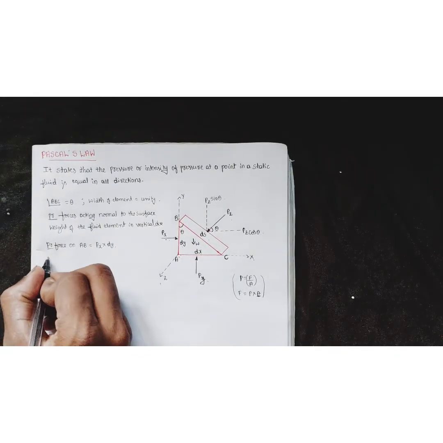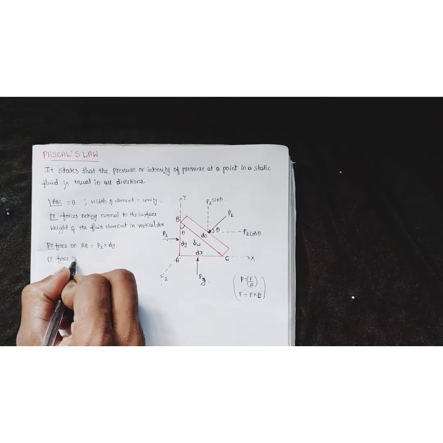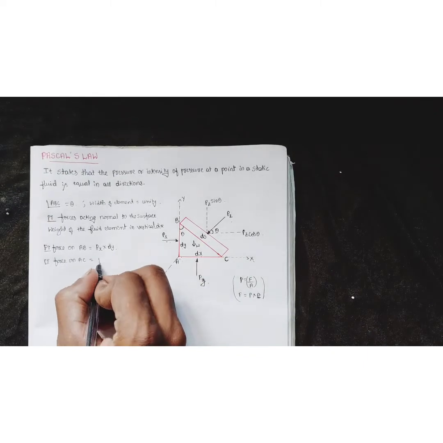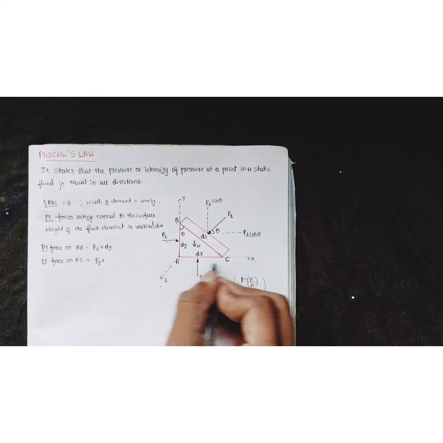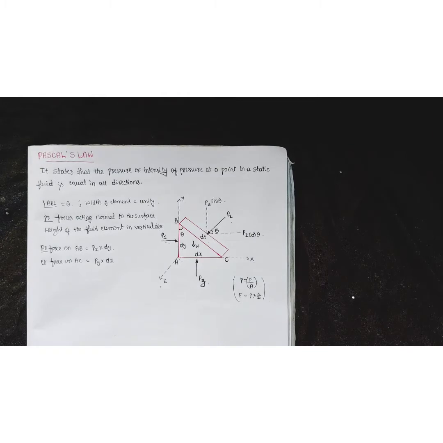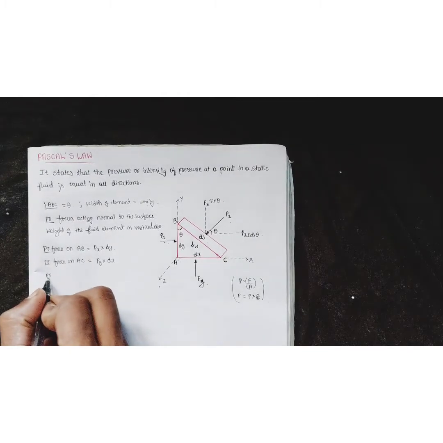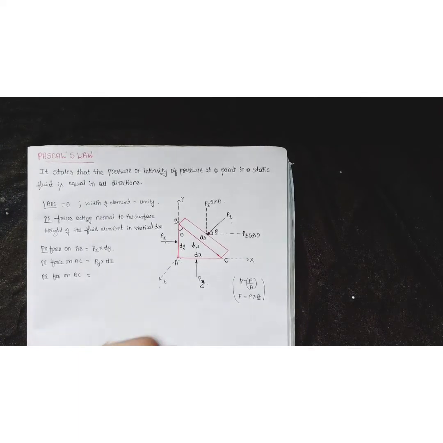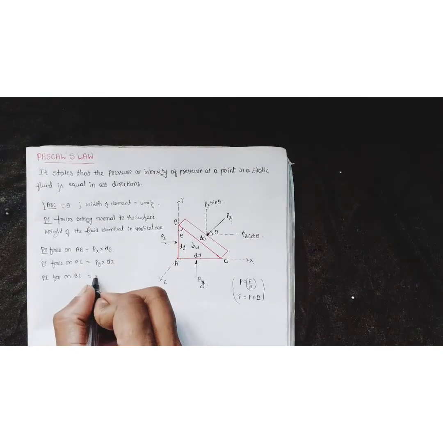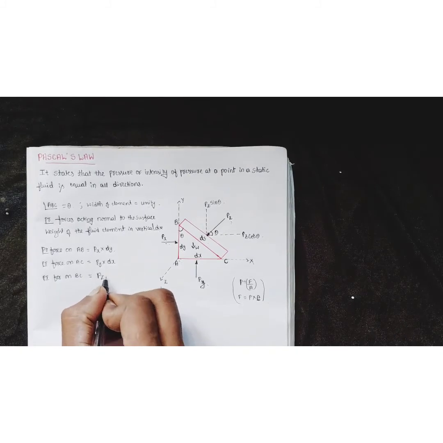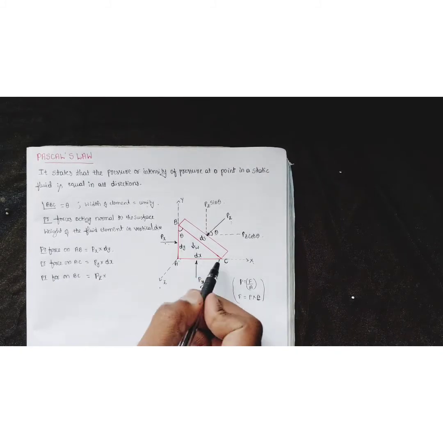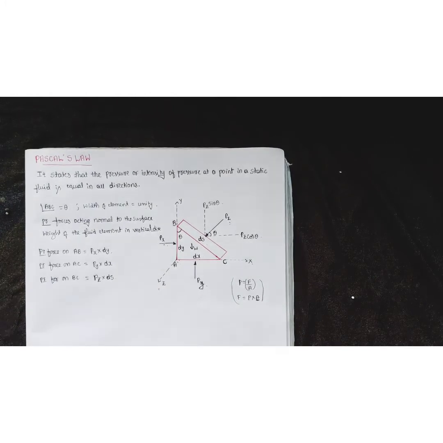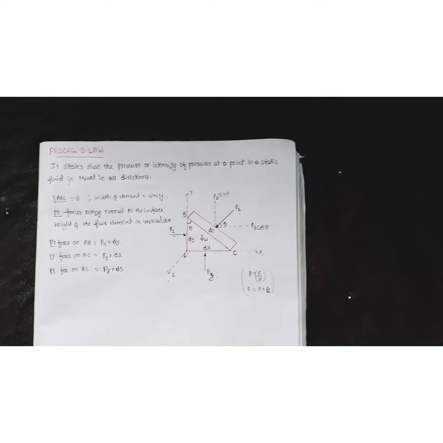Similarly, what is the pressure force acting on phase AC? On phase AC, the intensity of pressure is Py, into length. The length of this phase is dx and width is 1. Similarly, the pressure force acting on phase BC. The intensity of the pressure acting is Pz, correct? It is Pz into the length, ds. ds will be the length of BC, ds into width 1. So this is about the pressure forces.